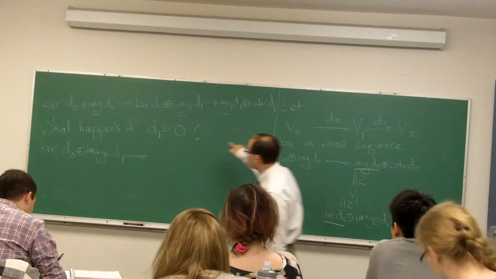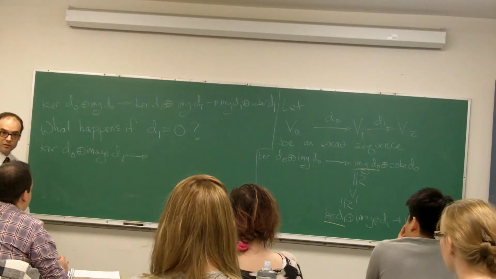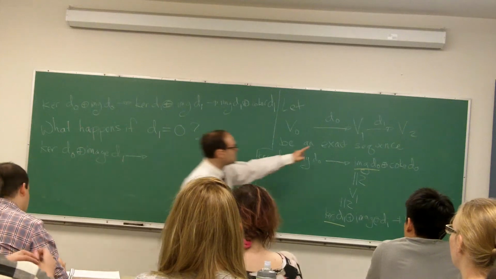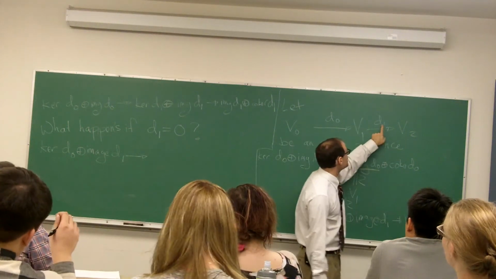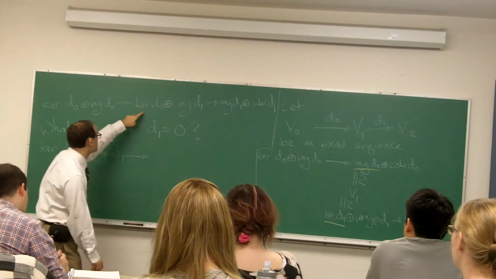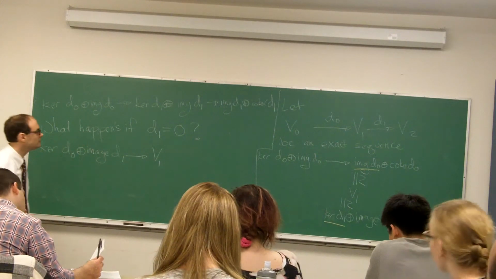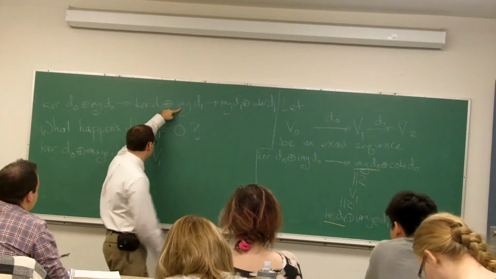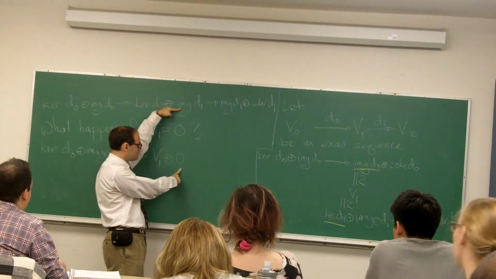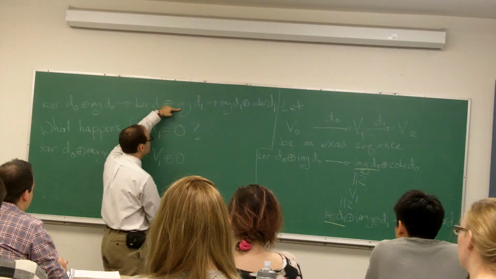V1. V1, right. If D1 is the 0 map, it sends everything in its domain to 0. That means everything is in the kernel. If I'm sitting on D1 and I made D1 0, and now I'm asking what is the kernel of this map? Well, it's everything, because everything's gotten sent to 0. So the kernel of D1 is everything. What's the image of D1? 0. What happens if I add on a basis that doesn't have any elements in it? Did I change the space? No, not at all. So I don't bother with it.